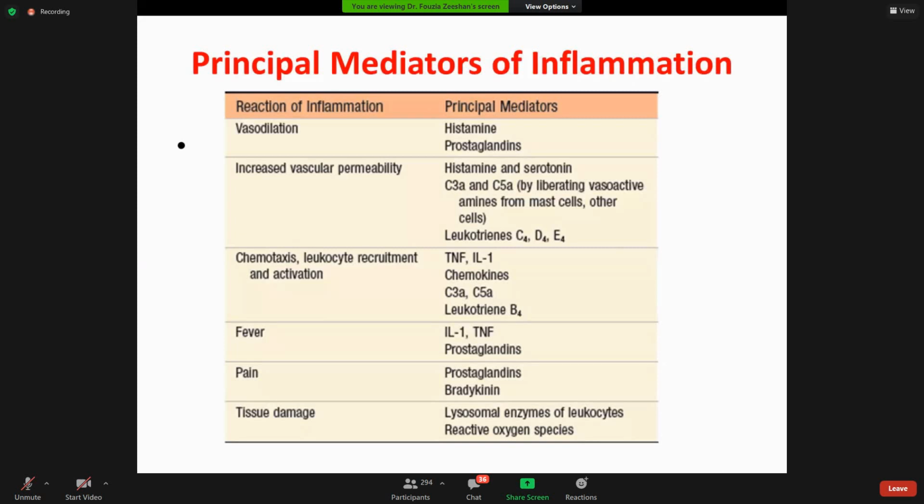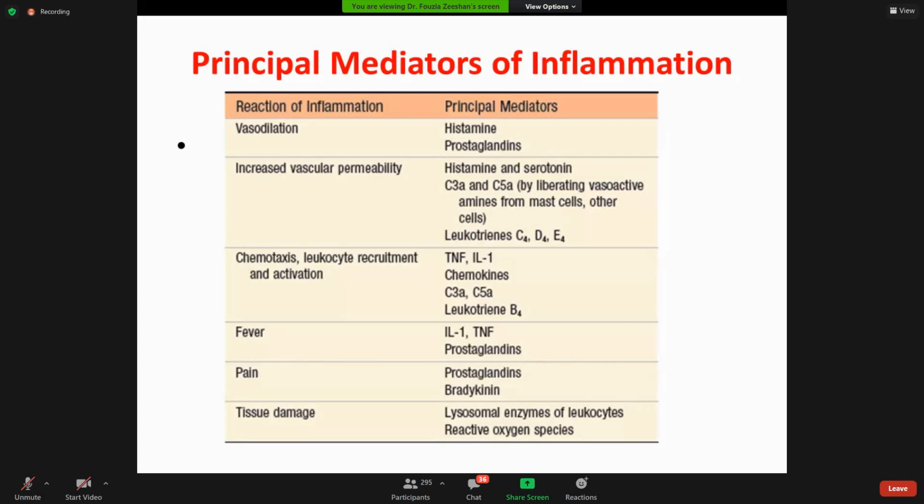Principal mediators of inflammation are again very important. Histamine and prostaglandin are associated with vasodilation. Histamine again and serotonin, C3a and C3b, and leukotrienes are associated with increased vascular permeability. Chemotaxis is linked with C3a, C5a, and leukotriene B4, and then fever, pain, and tissue damage.